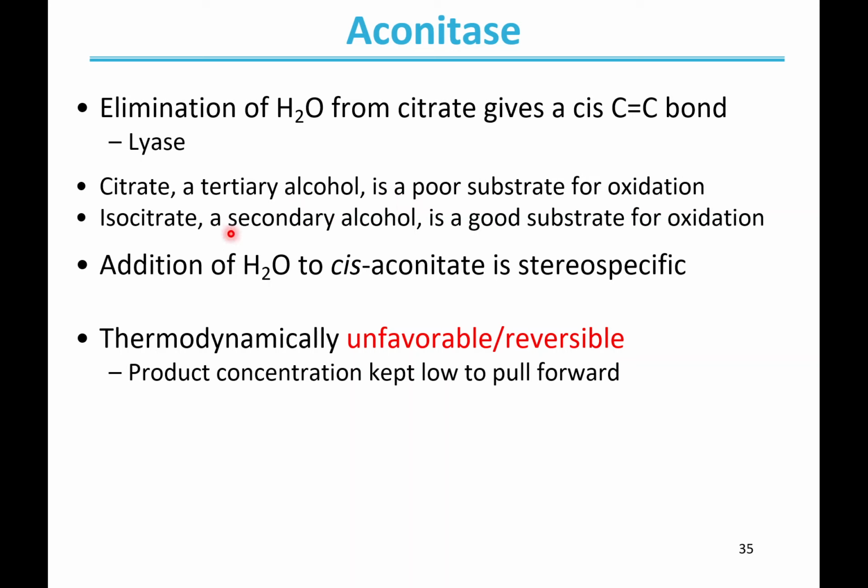Okay. So you have an elimination of H2O, you get that intermediate with a carbon-carbon double bond. Then you have an addition of H2O to cis-aconitate that's stereospecific. Okay, thermodynamically this is unfavorable, and it's a reversible step. How it's made to go forward is that product concentration is kept low, so this is pulled forward. And I think that's kind of a theme here with this cycle.